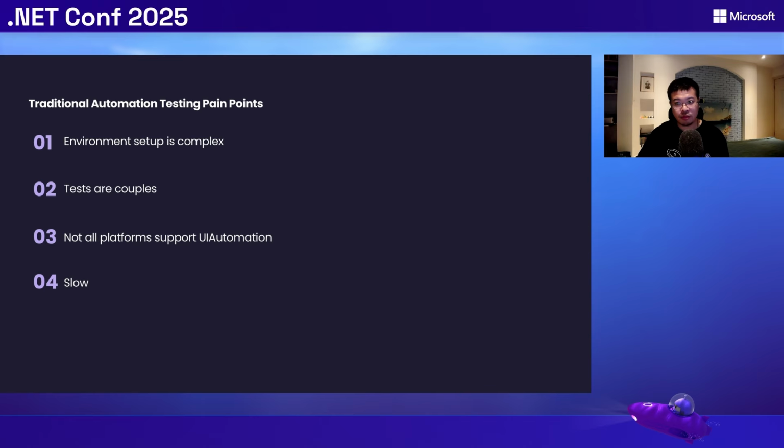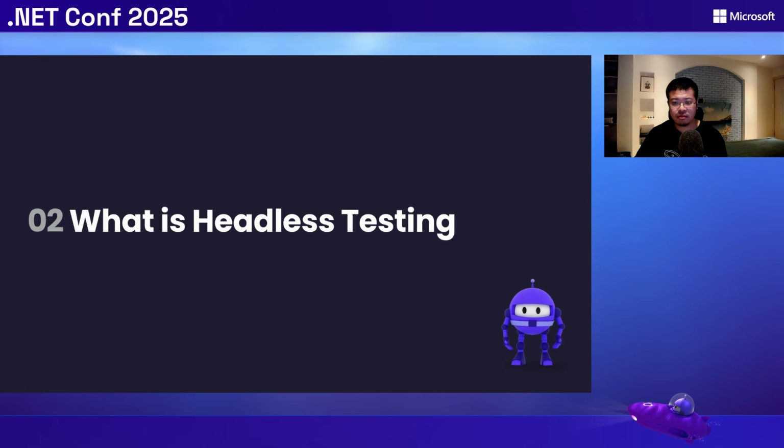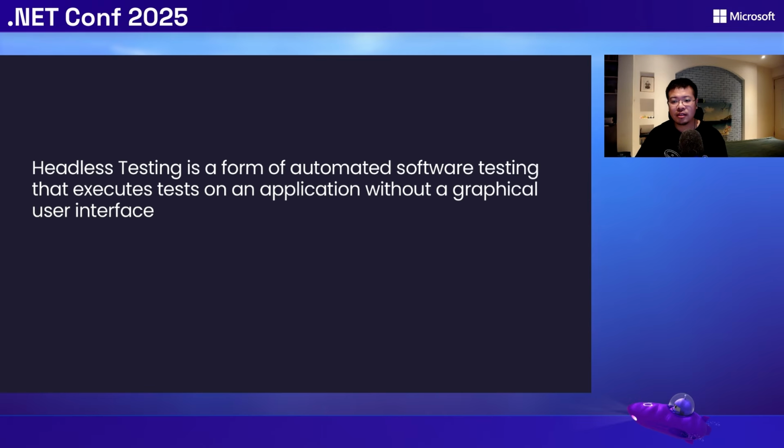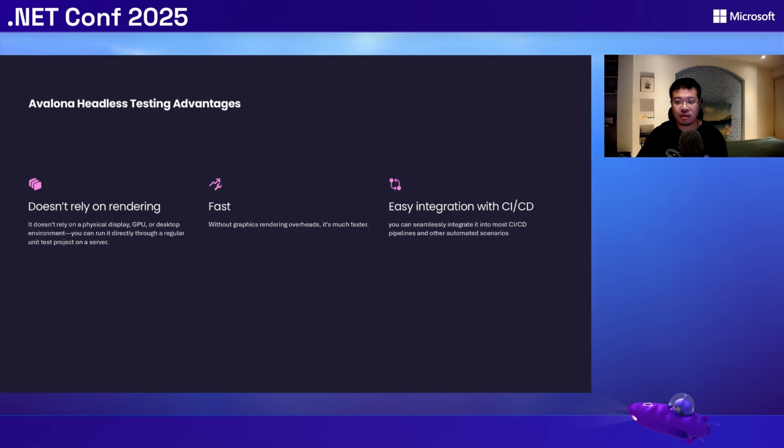But in Avalonia, we are telling a different story because Avalonia gives us a brand new option, that is headless testing. And first, headless testing is not something new. It's not a new concept created by Avalonia. So we need to clarify what headless testing is. Headless testing is an automated testing technique that executes simulated interactions in the background without requiring a GUI. For Avalonia applications, headless testing offers numerous advantages over traditional UI-based automated testing.